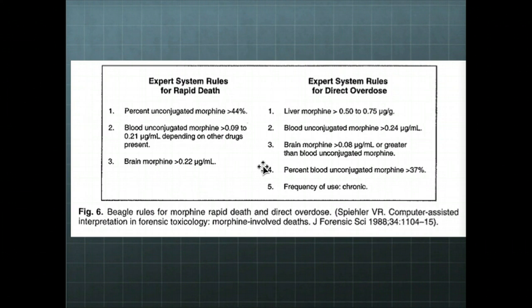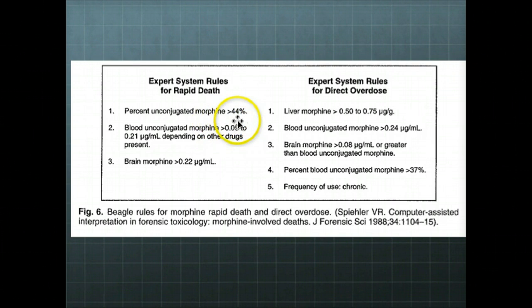showing the rules developed by data mining software, taking a lot of data and trying to find principles that apply because of that data. This figure shows the rules developed by data mining software for interpretation of morphine-involved deaths. It allows the determination of the time and cause of death. Looking at them, here are expert system rules for rapid death. These are things that are correlated or expected with rapid death. These are the information that's correlated with direct overdose.